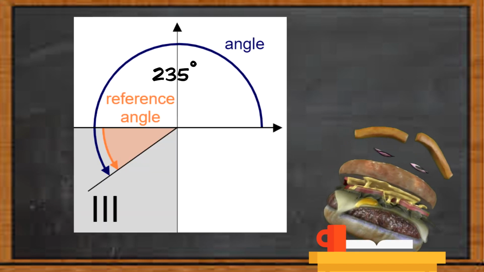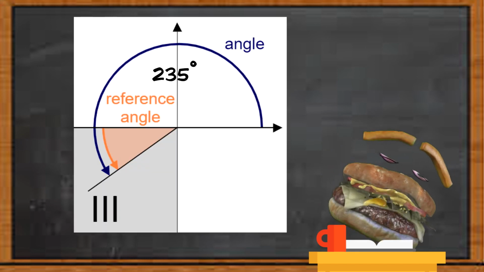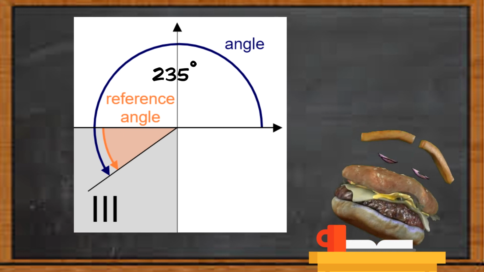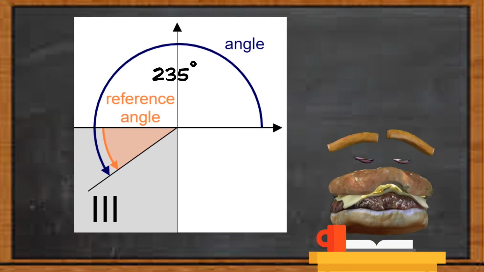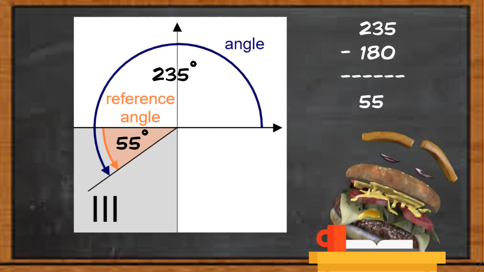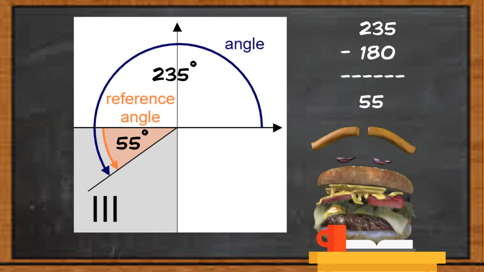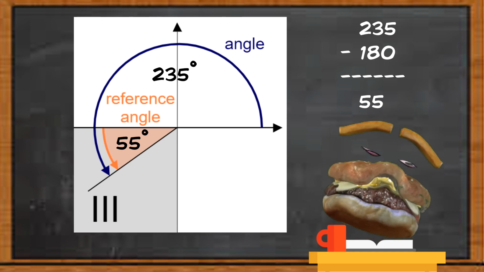Okay, so check out this next one though. This is just a 235-degree angle. As you can see, 235 degrees is an angle that's in quadrant 3. So 235 minus 180 equals 55 degrees. And that's easy.